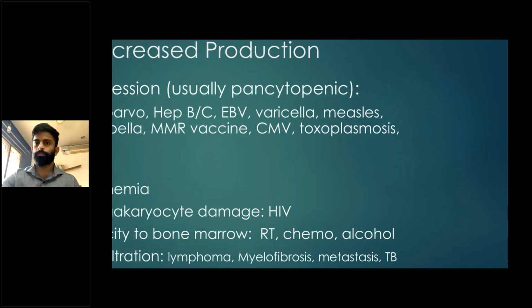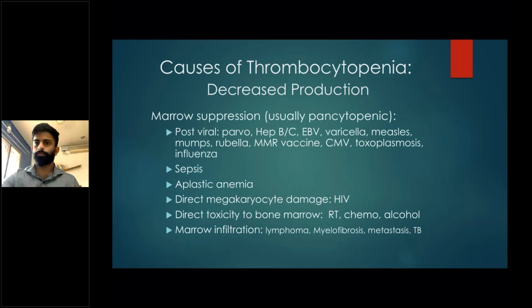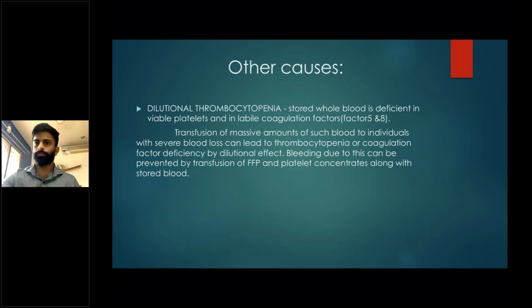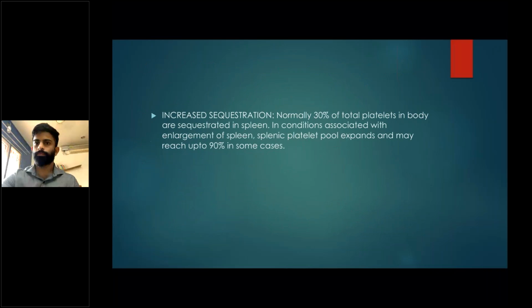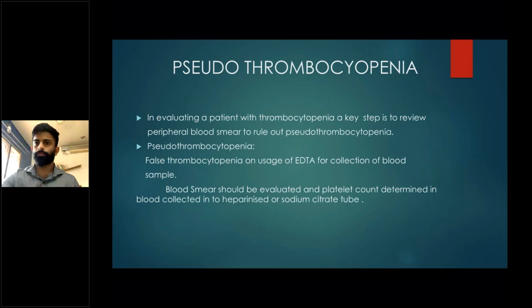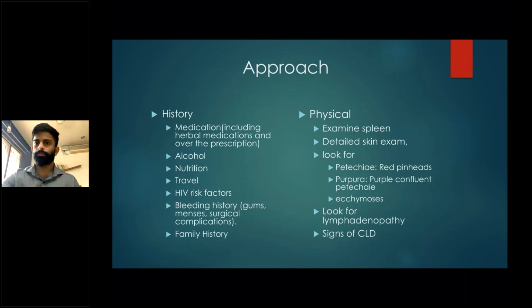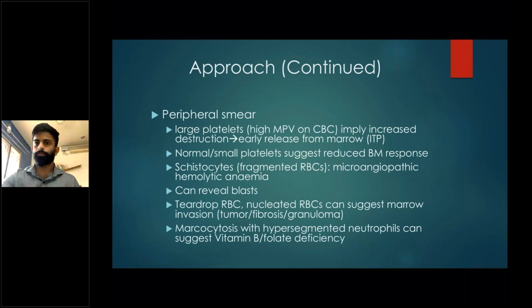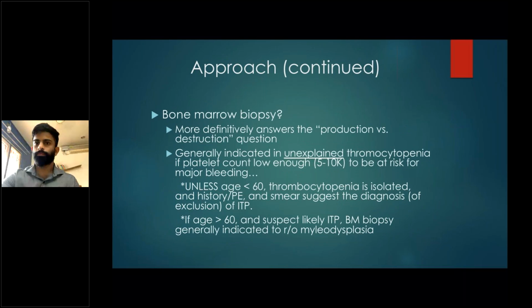So you have again the causes: decreased production, then increased destruction. The other causes are dilution thrombocytopenia, increased sequestration, and pseudothrombocytopenia. Then there's the approach, what to ask, and the physical examination that needs to be done. And then on peripheral smear, there are certain aspects that you need to look for. And then there's bone marrow biopsy, which gives a definitive diagnosis to rule out myelodysplastic syndrome.